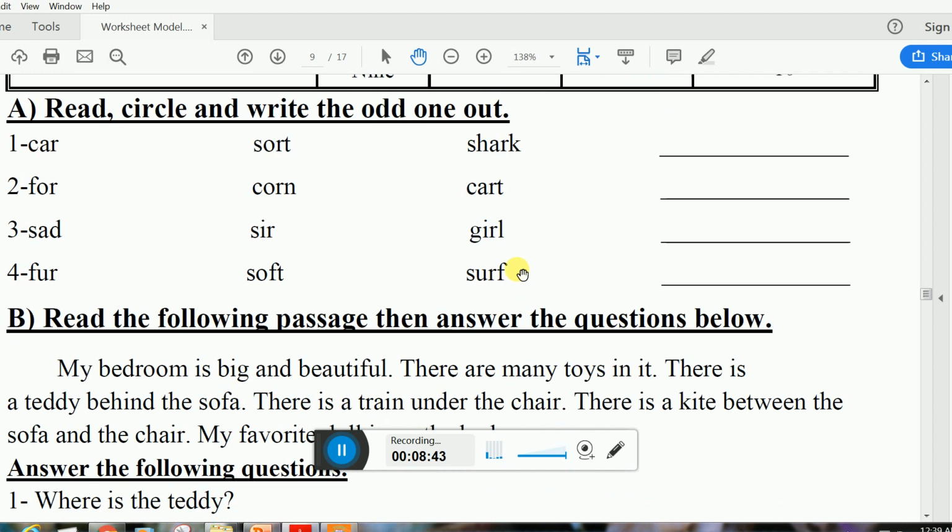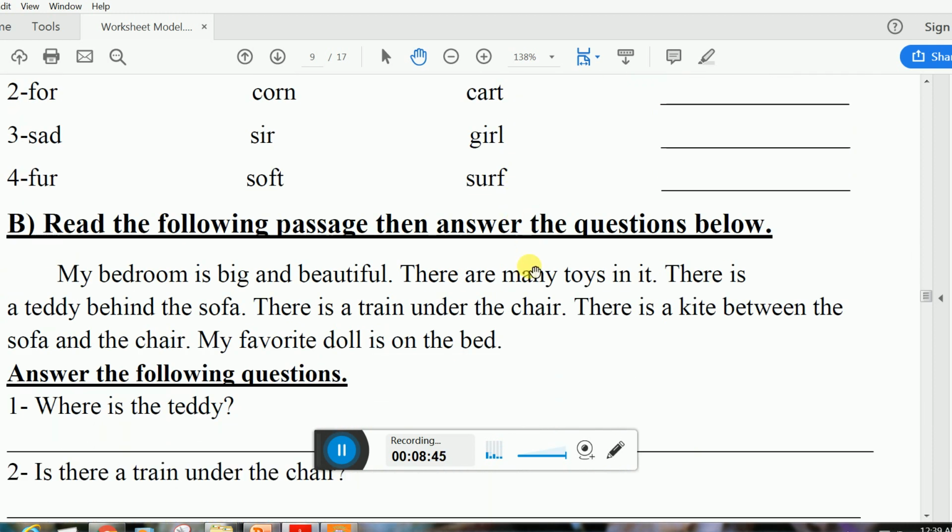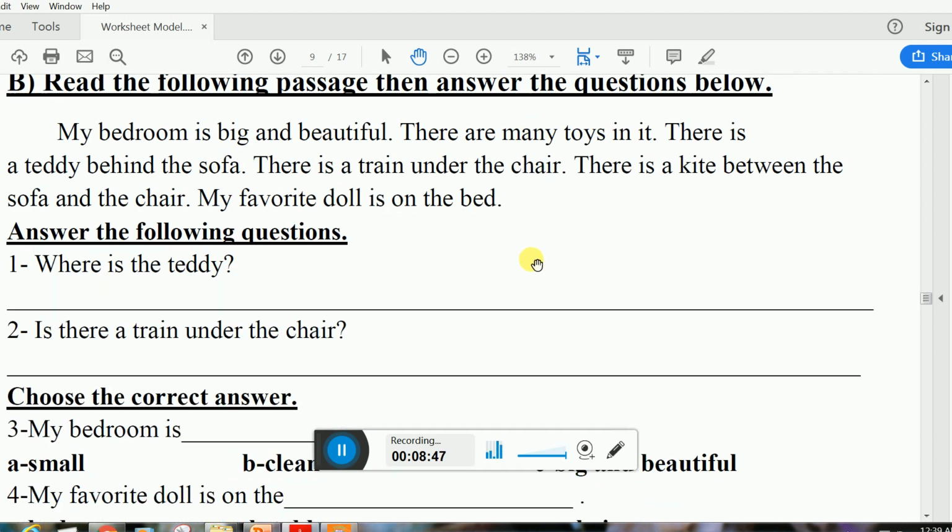So let's go to exercise B. Read the following passage, then answer the questions. Who can read?